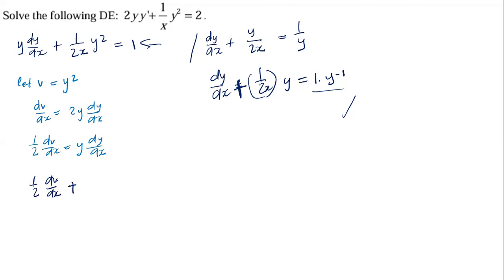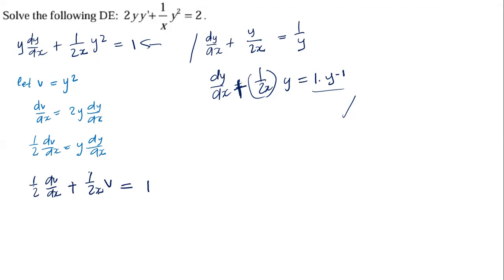Remember, now we have dv, right? So we deal with variable v. So we're going to take v back. Sorry. So now we said v is equal to y squared. So when we see y squared, we're now going to write v. So here we have 1 over 2x multiplied by v, multiplied by v is equal to 1, which is that 1 over there.